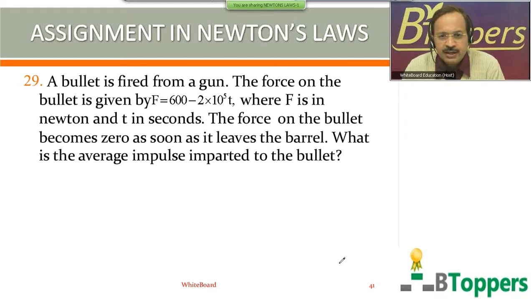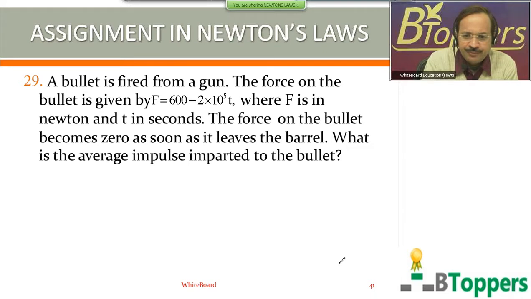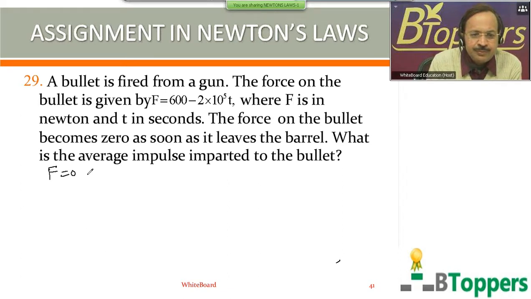In each method, first you have to find the time taken for the bullet to come out of the barrel. That means you have to find the time after which the force becomes 0. To find it, I put F equal to 0 in the given equation. Let us denote the time after which the force becomes 0 by capital T. That means F is 0 at small t equal to capital T, the total time for which the force acts on the bullet.